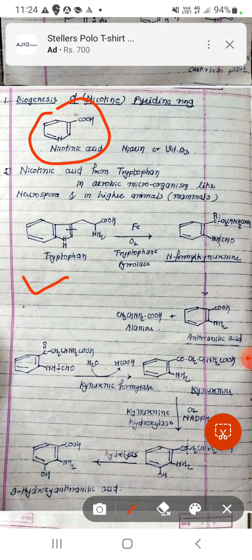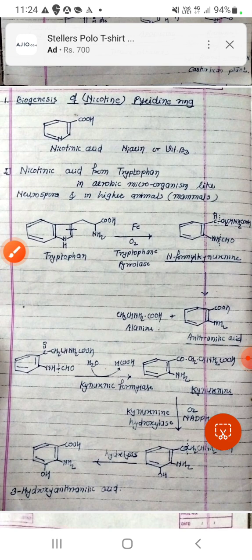So in presence of pyrrolase enzyme, iron and O2, dioxygen, tryptophan forms N-formyl kynurenine. So what happens here? This double bond breaks and it forms the two carbonyl groups. After that, hydrolysis gives the anthranilic acid. So what is the mechanism?